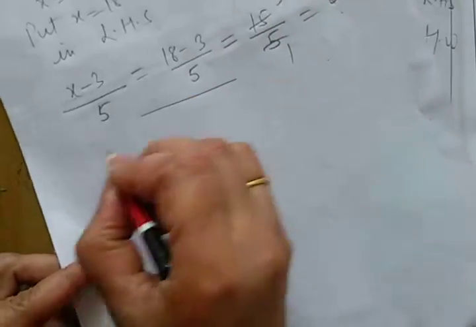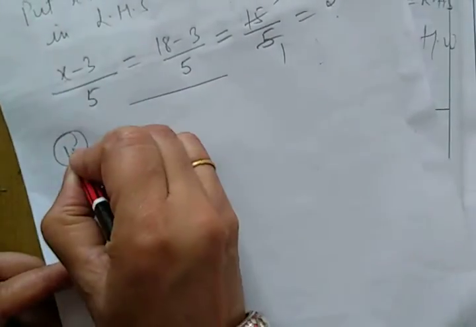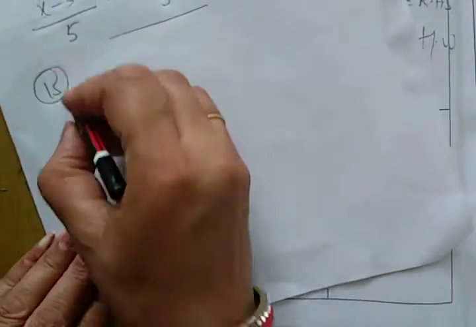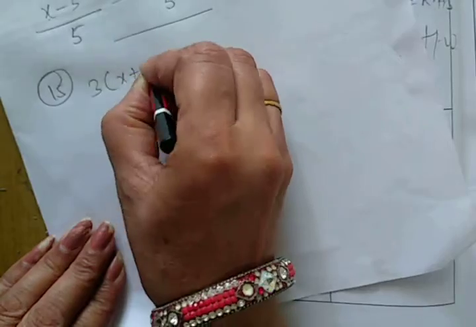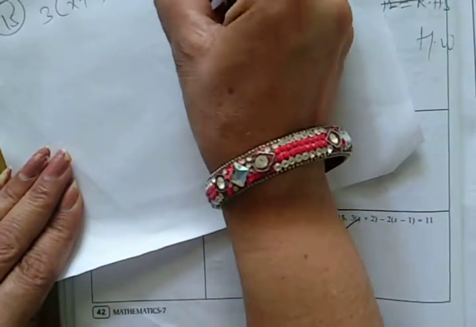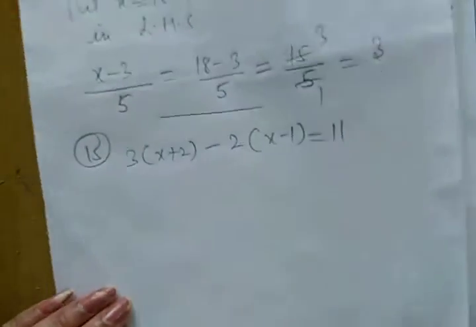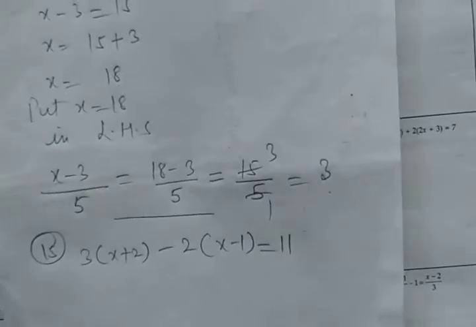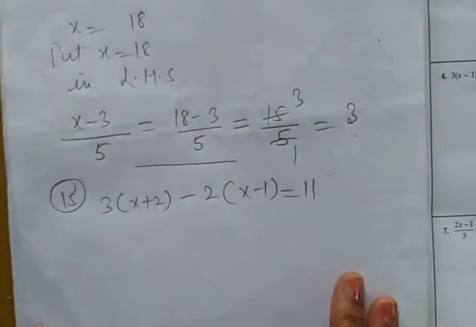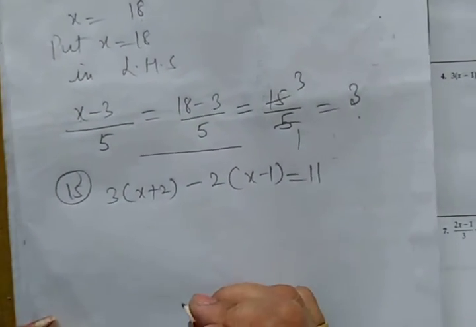The other is of a different type. 15th question. Okay, let me do the 15th question for you. It is this question, question number 15. 3 into x plus 2 minus 2 into x minus 1 is equal to 11. Okay, this is question number 15 of worksheet number 32.